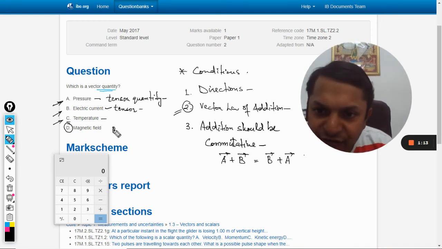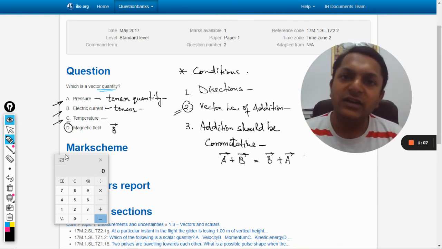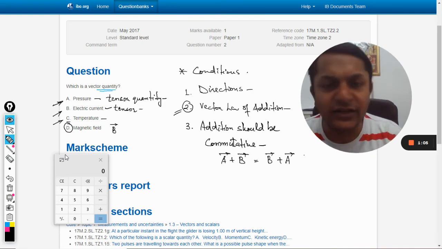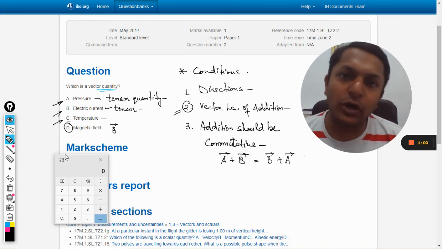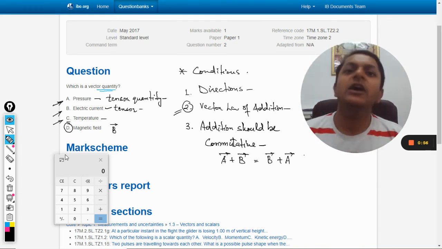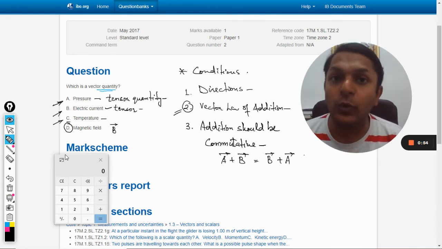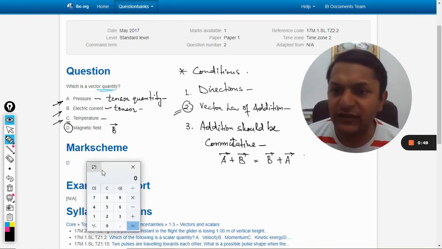The magnetic field intensity is given by B, and it is written like this: B vector. This is to be covered in the syllabus of the second year. Because this topic, vectors, belongs to the first year, magnetic field will be completed next year. So it is possible that you don't know what a magnetic field is. But this will be the answer. So our answer is D.